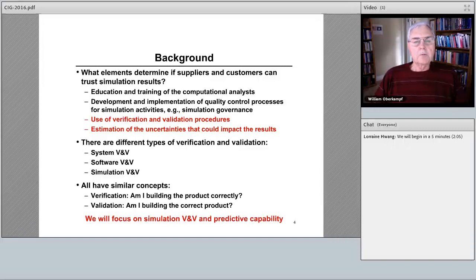If you do not have a process that is repeatable and that you can document, particularly to a regulatory authority, then you do not have a real quality control process that you can prove what you have done. Sometimes in engineering, there's a relatively new term referred to as simulation governance, but it also applies in any field of simulation. And then, of course, what we'll stress here today is the use of verification and validation activities and the estimation of uncertainties that could impact the results. Sometimes it's called UQ, uncertainty quantification, but I'll commonly use the term predictive capability, which is a more comprehensive term.